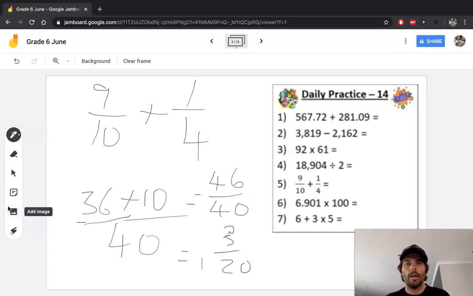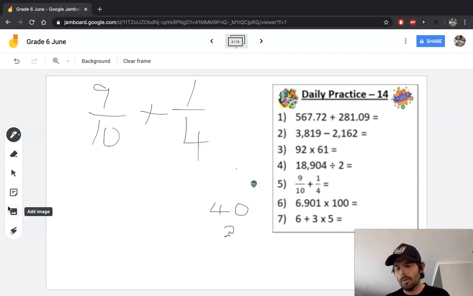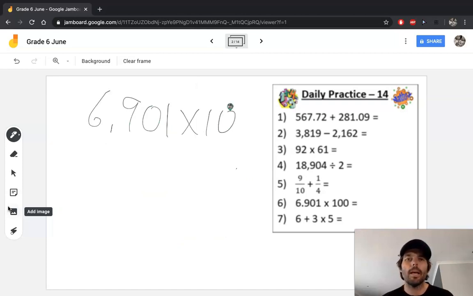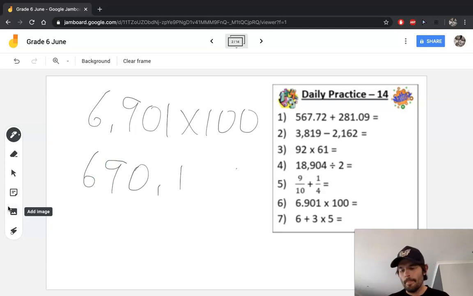Okay, question 6 is the multiplication of a decimal by 100, and you know that when we multiply a number by 10, 100, or 1,000, that number gets bigger by however many tens are in that number. Okay, so 100 is 10 times 10, so that's 2 places bigger. So that answer is going to be 690.1. Okay, and then question 7, the key there is to do the multiplication first, because multiplication comes before addition.